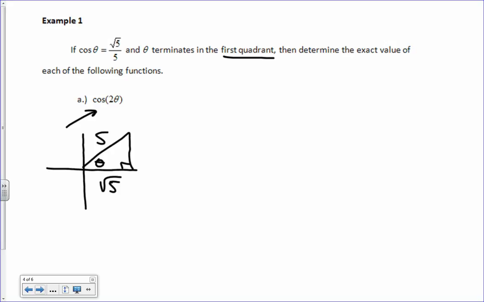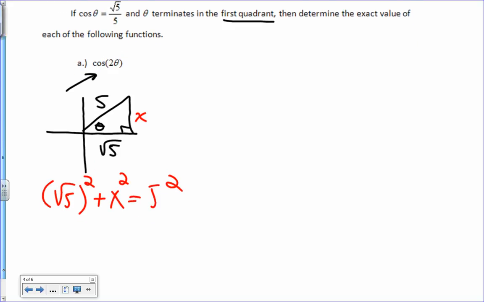Uh-oh. I don't think we're going to find this on the poster of the triples. Okay. And so we are going to have to do Pythagorean theorem. So I don't know what you want to call that one over there. We'll just put maybe an x there for right now. So it's the square root of 5 squared plus x squared equals 5 squared, right? Find out that other side.